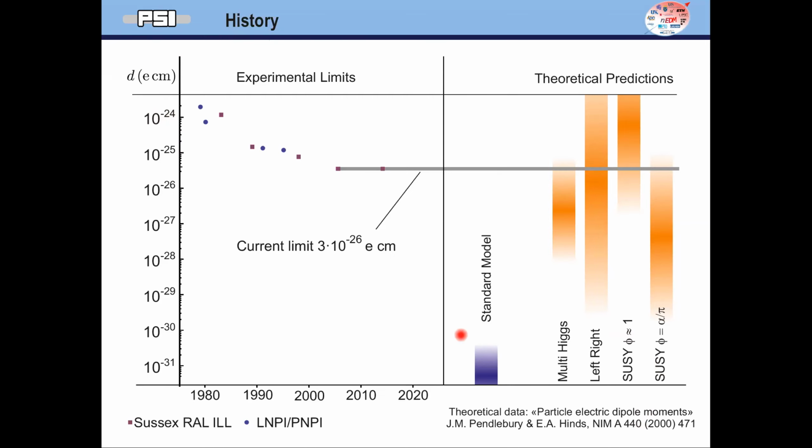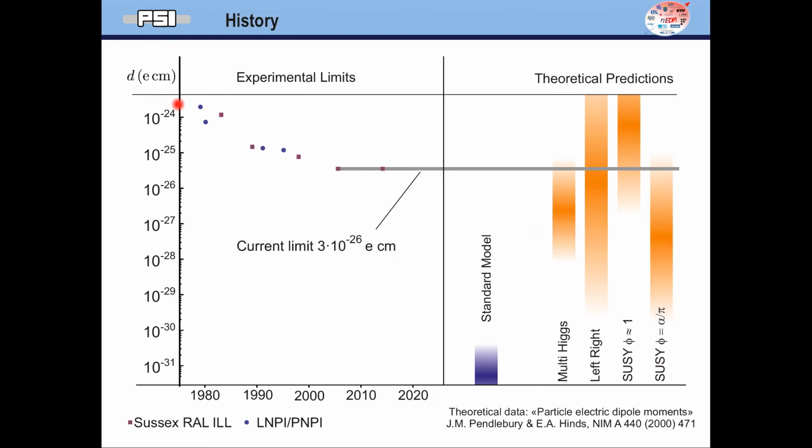Their predictions are very different than the predictions in the standard model. So if we can find such an electric dipole moment of the neutron, a property that has been looked for for many years, then we could decide, or at least get a hint, which of those theories which can predict why we have matter in the universe could be the theory that actually describes our universe.